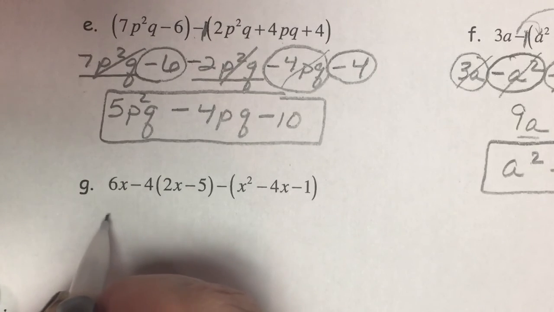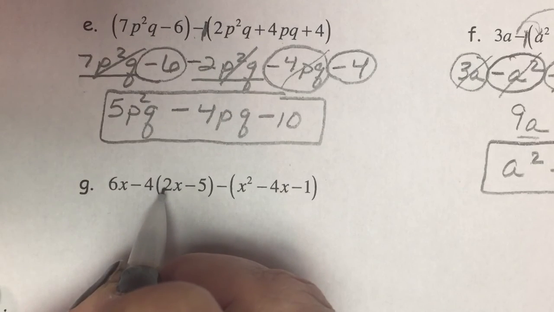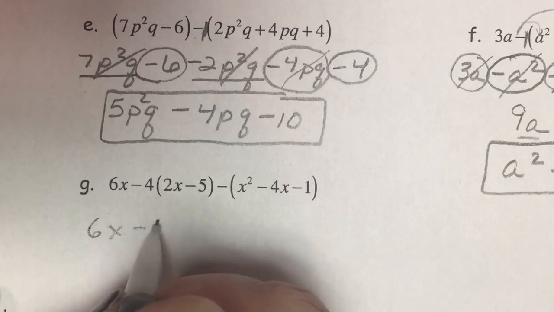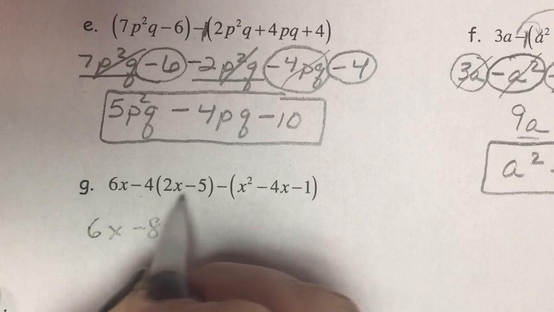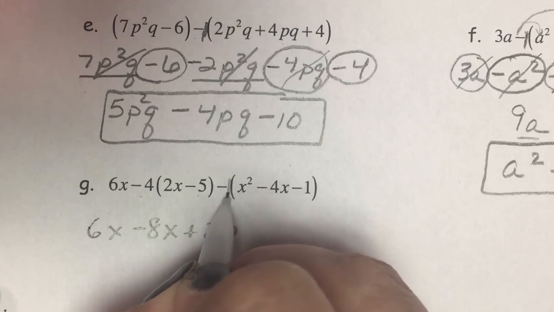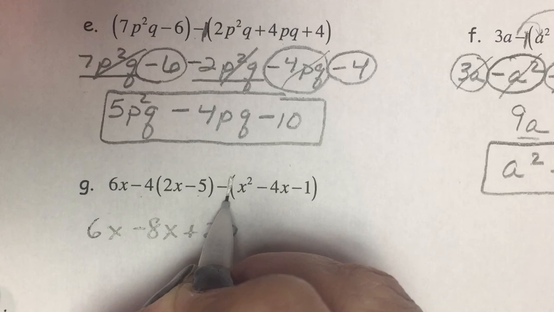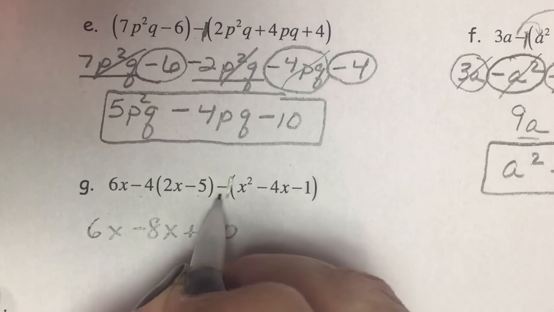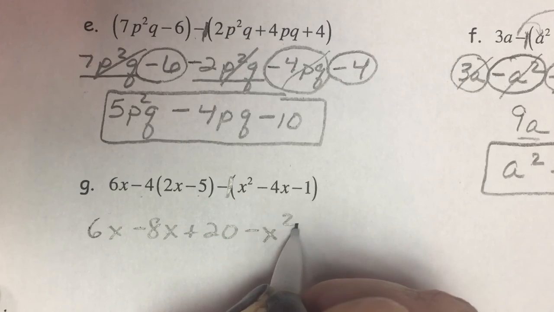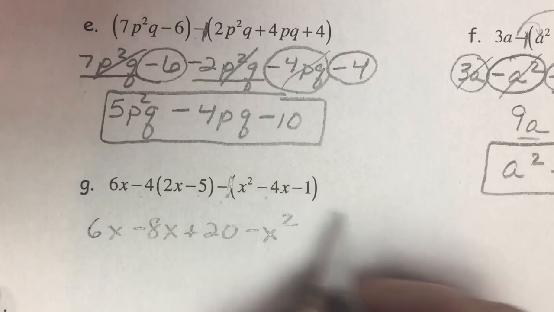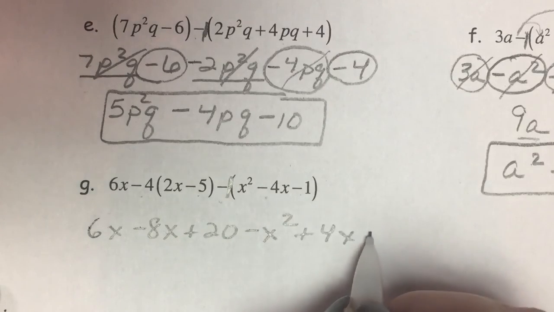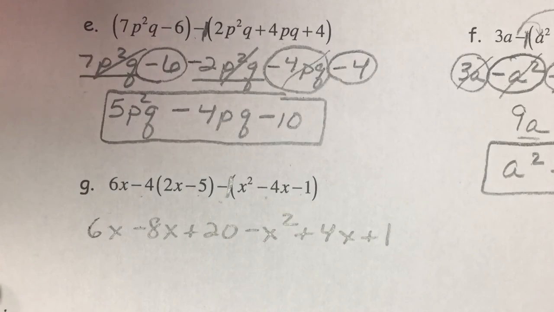All right, so I'm going to, again, distribute through first a negative 4, so that'd be 6x, and then negative 4 times 2x is negative 8x. Negative 4 times negative 5 is plus 20. Now there's really a negative 1 in front of this set of parentheses, so I'm going to distribute the negative 1. So negative 1 times x squared is negative x squared. Negative 1 times negative 4x is positive 4x, and negative 1 times negative 1 is a plus 1.